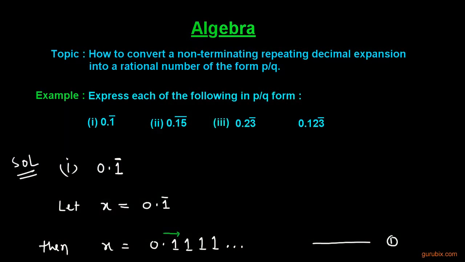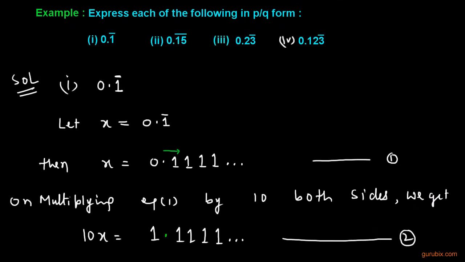Welcome friends. In this video, we shall learn the topic how to convert a non-terminating repeating decimal expansion into a rational number of the form P over Q. And we shall learn this topic by an example. This example consists of 4 parts, and we have to convert all these non-terminating repeating decimal expansions into P by Q form. Let us see how to do it.